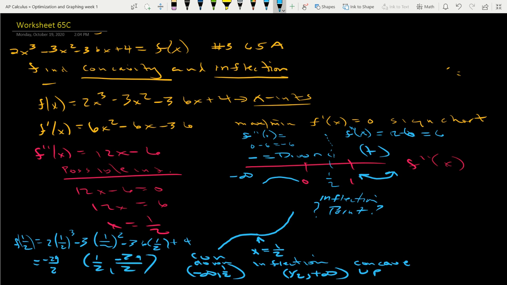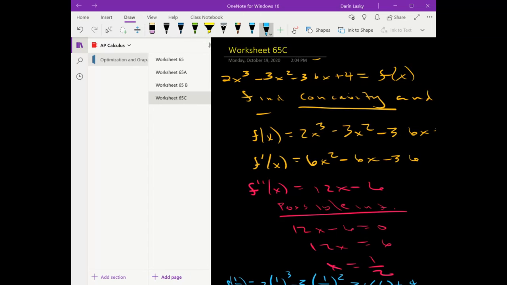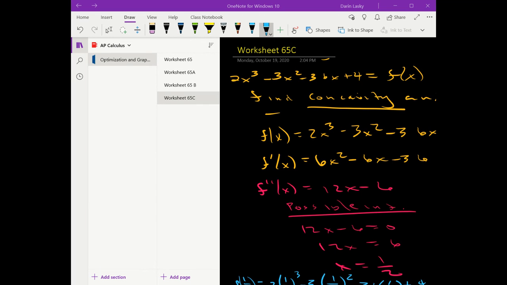So remember, the key pieces are your sign charts. Your concavity and inflection always go with f double prime. Your critical values or your critical points come from just the x-intercepts at the beginning, but the most important ones are your max and minimums, so you can find your ups and downs on your slope. So that is another quick video for you guys. Hopefully that was helpful, and we will get you out of this.